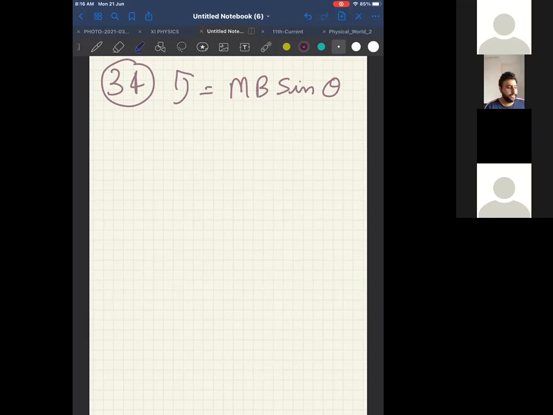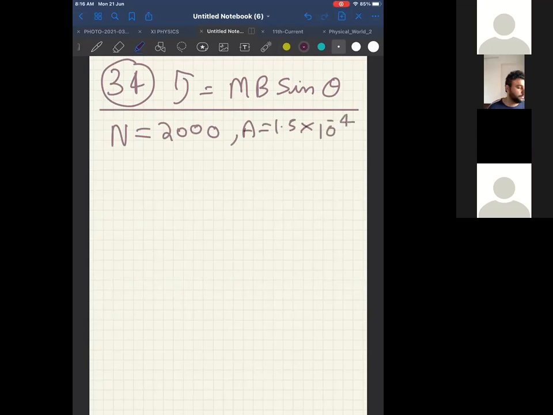Anyone got the answer for question number 34? I'll give you the starting part. Listen. A closely wound solenoid of 2000 turns. That means the number of turns is given as 2000. And area of cross section of 1.5 into 10 power minus 4. Area of cross section A is 1.5 into 10 raised to minus 4. It carries a current of 2 ampere.